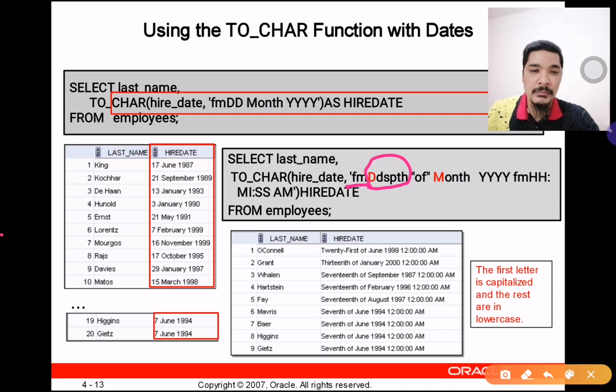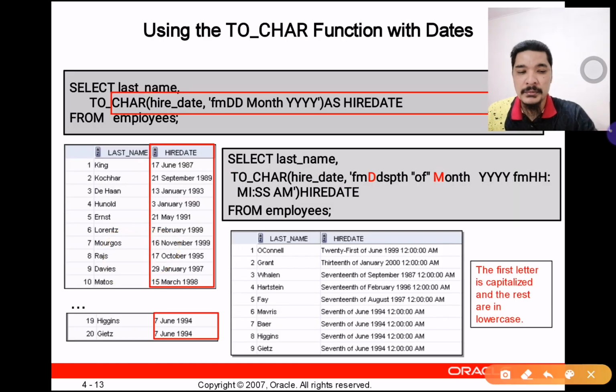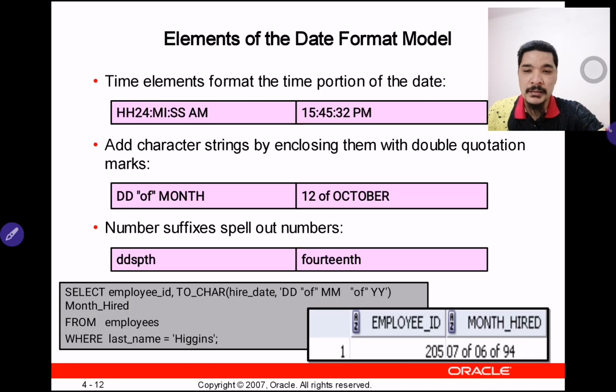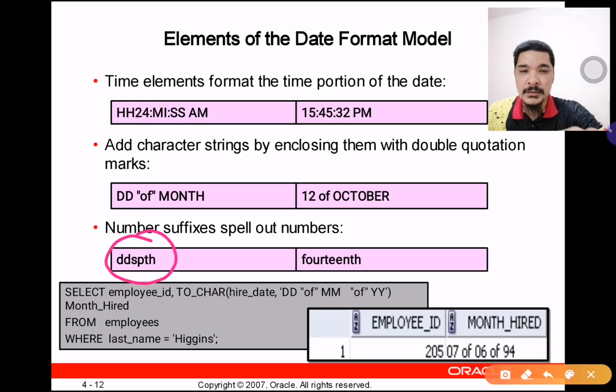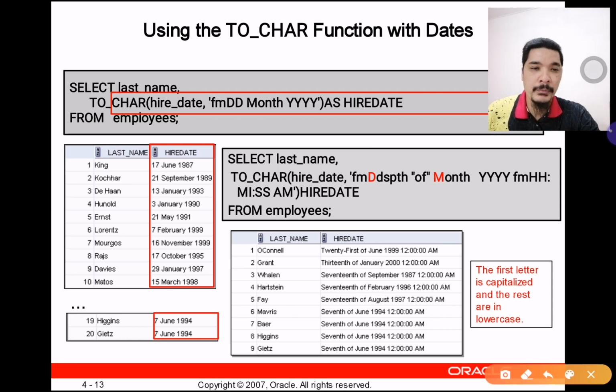DDSPTH. Okay, where do you get this word? DDSPTH is here, this one. So the difference from that example is that the D here is a capital letter. So when we put FM DDSPTH of any words here as long as they are put in double quotations: Month, where M is a capital letter, YYY, FM, H, M, minute, second, and also MDM.